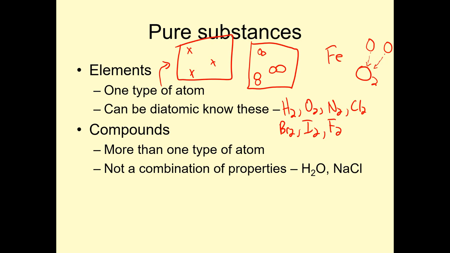Compounds are more than one type of atom. So what that means is I might have, here's my container, I might have X with O attached. Okay, more than one type of atom. Now, more than one type of atom, but it has to be bonded.